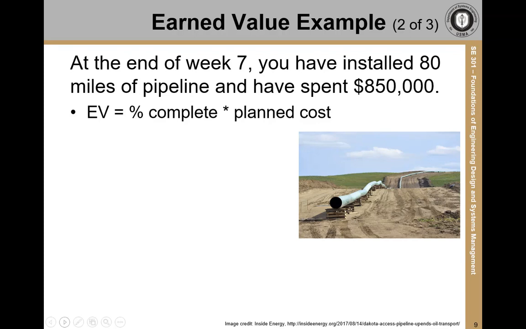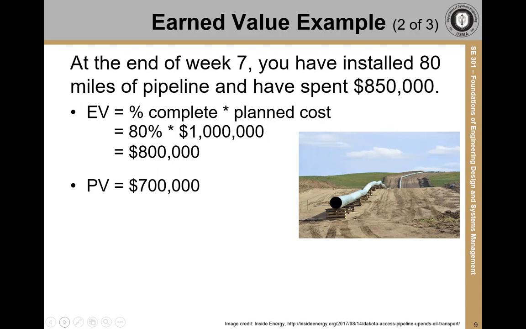To find earned value, we take our percentage complete and multiply by the planned cost. So you're 80% done, 80 out of 100 miles that is, and you multiply that by your total budget of $1 million. So the earned value at the end of week 7 is $800,000. The planned value is where you expect it to be according to your plan. You expected to finish 10 miles a week, so at the end of week 7, your plan said you'd have 70 miles done, which gives a planned value of $700,000. And your actual cost is how much you spent, which is $850,000.